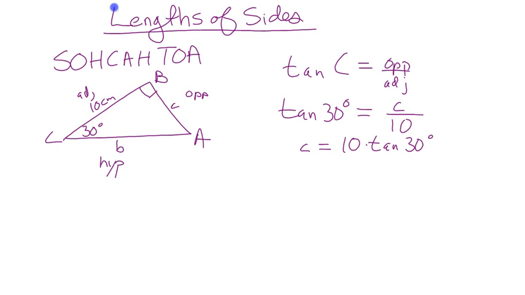What mode does your calculator need to be in? Degrees, right. And you always got to make sure you write the degree symbol. So what is 10 tan 30, and let's round to the nearest tenth. 5.8 what? Centimeters, right? So always state the units with it, whatever it is, kilometers per hour, centimeters, miles.